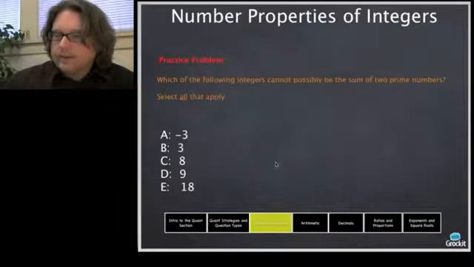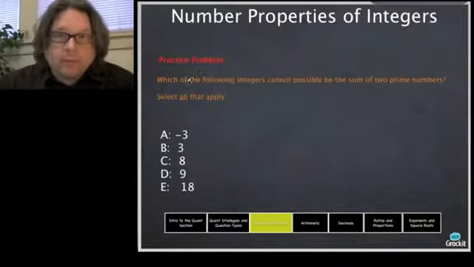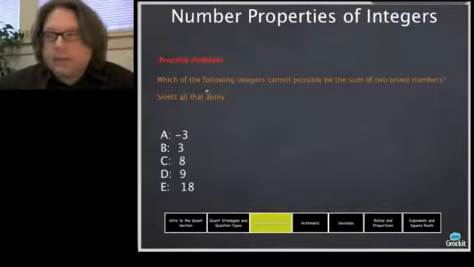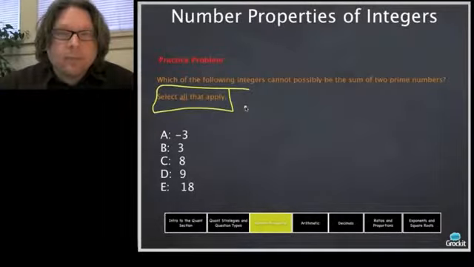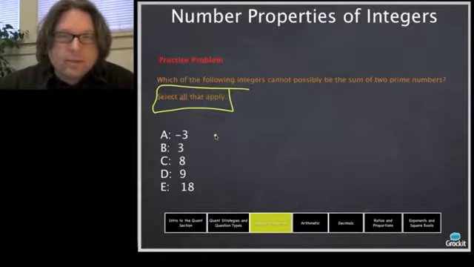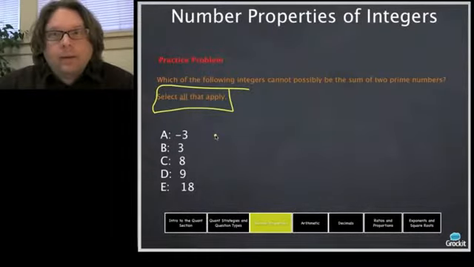Okay. So here's an example of a number properties problem from the Grockit vaults. Which of the following integers cannot possibly be the sum of two prime numbers? Select all that apply. So this is a select one or more answer choice question. And so there's going to be at least one, and it could be all of them, in theory.